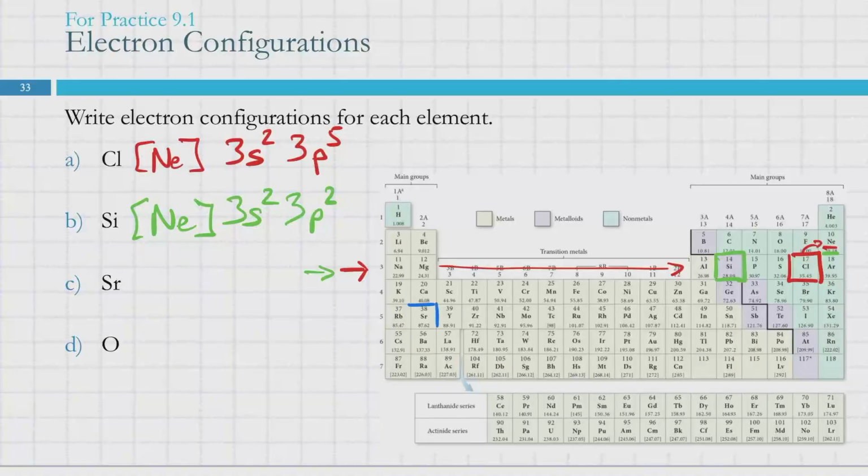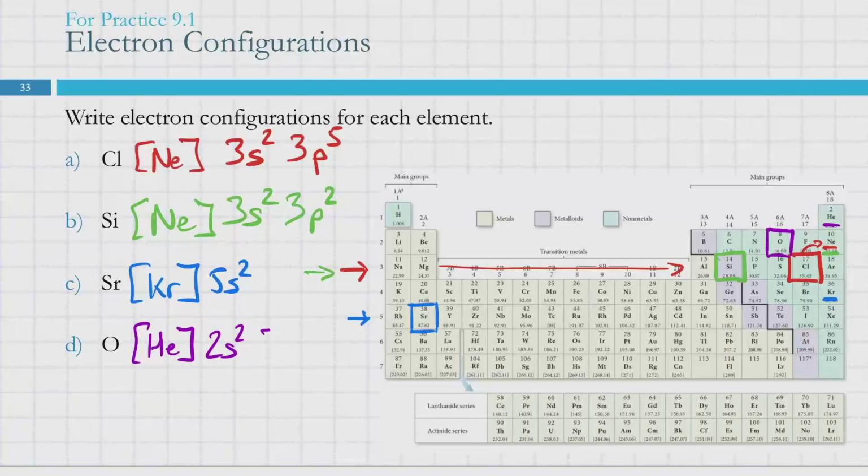For strontium, our previous noble gas is krypton. So Kr in brackets. And then starting off on the row that strontium is in, we're in row 5. And we are in the S block, so 5S. We're in the second spot, so 5S2. For oxygen, we can use the noble gas shortcut still, with helium. And then we're going to be 2s2, 2p4. We're in the fourth position of the p block in row 2.